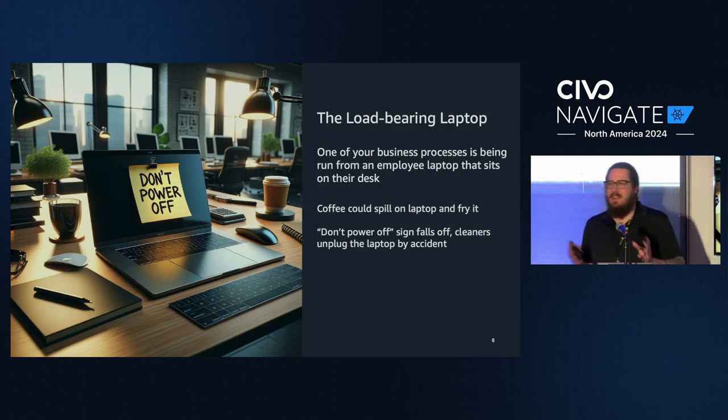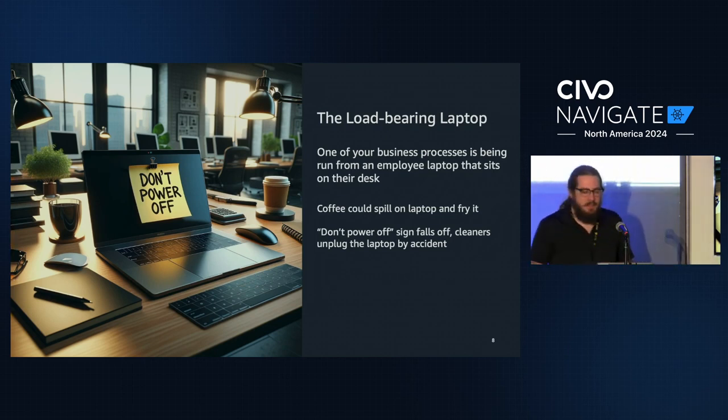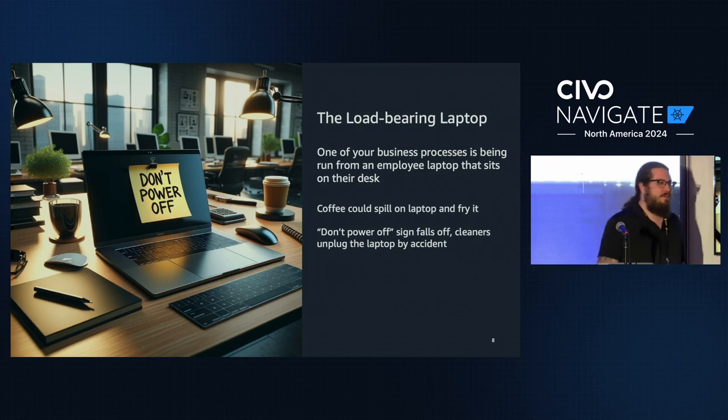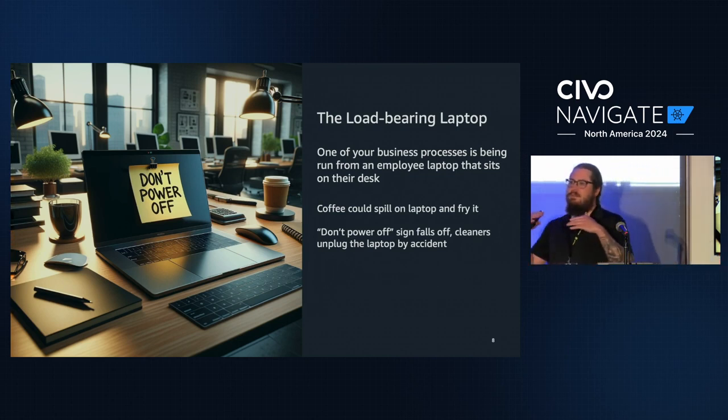So this is a high chaos system. This is a system that's very vulnerable to chaos because this part of the business is being powered off a personal laptop. Any number of different things could happen to that laptop. Coffee could spill on it. It could be powered off. Cleaners could unplug it by accident. So how do we move up the ranks and get a little bit further away from that chaos?